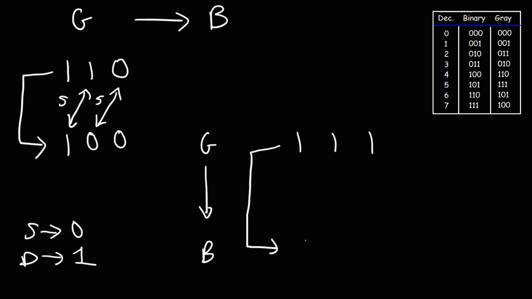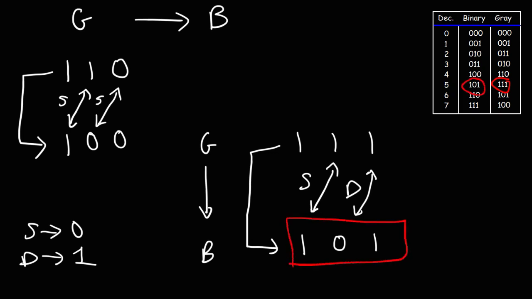Let's put it here. So that's going to be 1, and then we'll compare these two. They're the same, so we're going to write 0, and then these two are different, so we're going to put 1. So a gray code of 111 corresponds to the binary code 101.